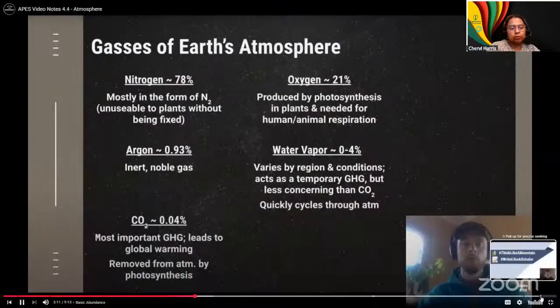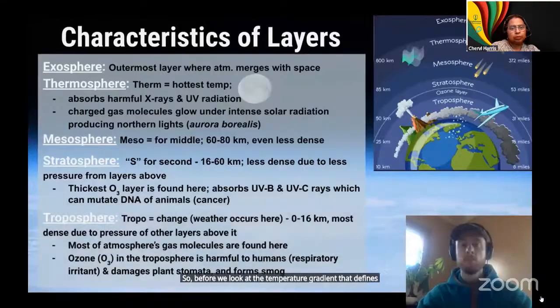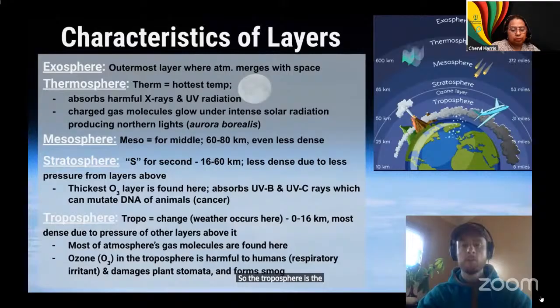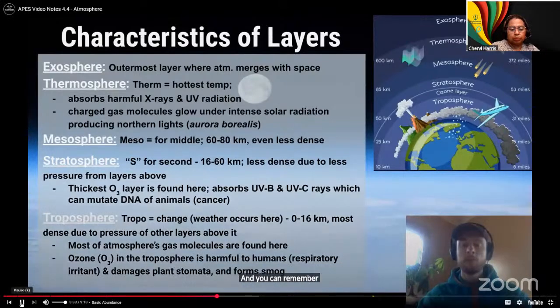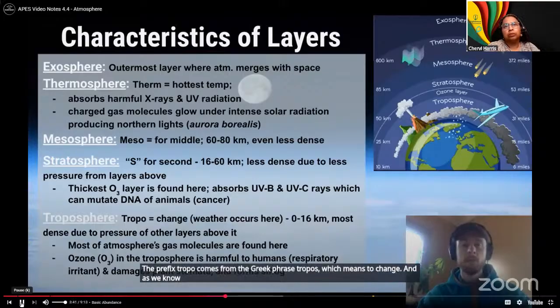So before we look at the temperature gradient that defines Earth's atmospheric layers, we're going to go through each layer and talk about some of the basic characteristics of them so we're familiar with them. So the troposphere is the layer closest to Earth's surface, and it's where all of Earth's weather takes place. It extends up to about 16 kilometers from Earth, and you can remember that the weather takes place here because the prefix tropo comes from the Greek word tropos, which means to change. And as we know, weather is always changing.